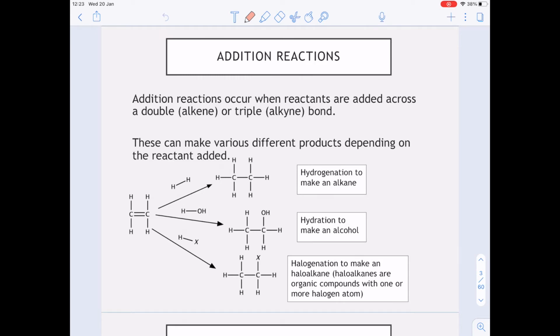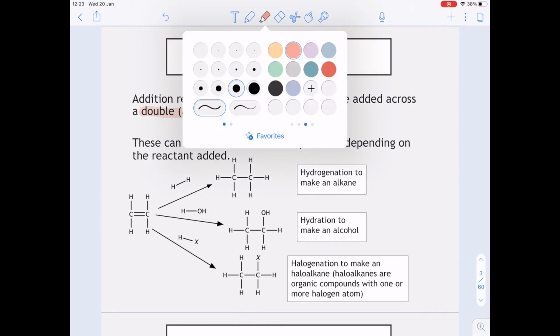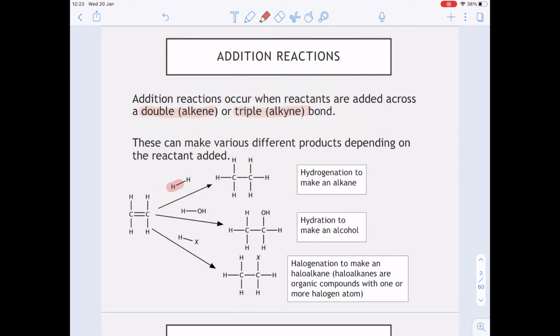An addition reaction occurs when a reactant is added across a double bond in an alkene or a triple bond in what's called an alkyne. They can make various different products depending on what we've added. So if we take a look at the first one, we have simply just added 2 hydrogen. That's what we call hydrogenation, and that is how you go from an alkene to an alkane.